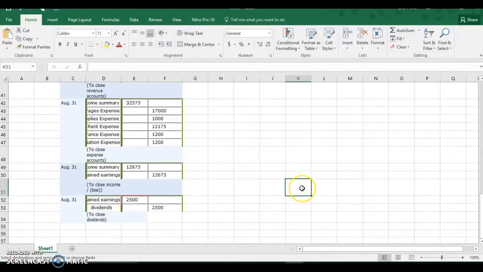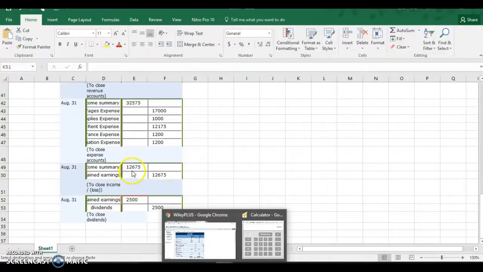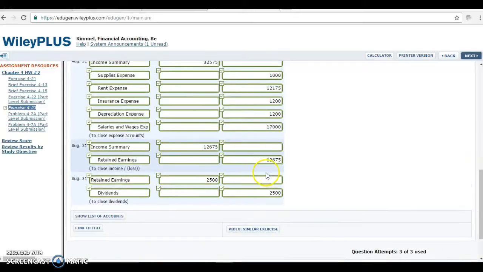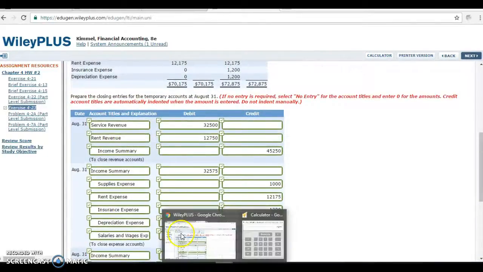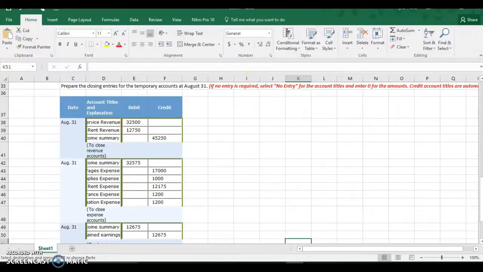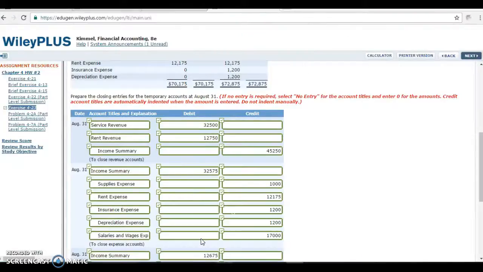Pretty simple. Hopefully I explained that well enough. Like I said, all we're doing is closing out these accounts, so we just have to do the opposite of what that account has. We have to credit it if it's debited, or we have to debit it if it was credited. As you can see, I'll hurry and compare those numbers. So 2,500, 2,500, and 12,675 right there as well. Same numbers. And these should all be the same as well. If I can get back to Excel. And you can see that all those numbers are the same.